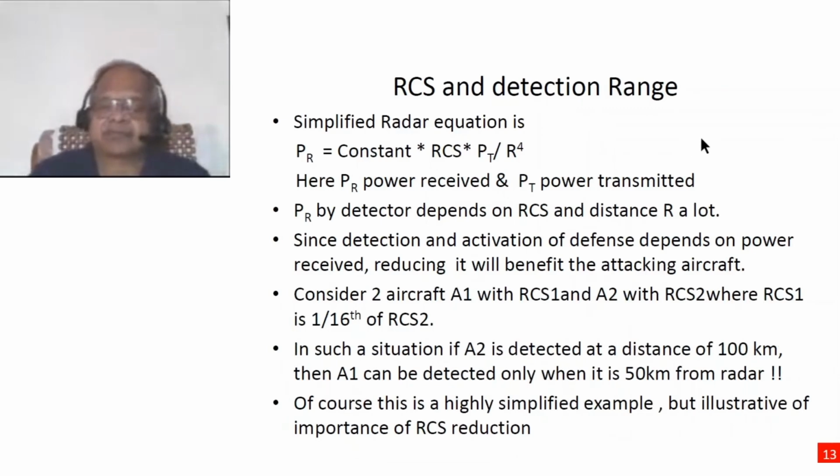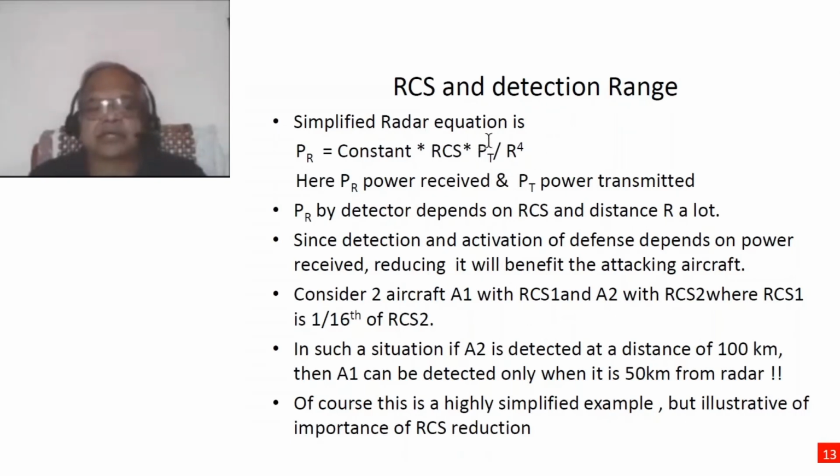And a simple equation itself, of course, gives you a little bit of insight as to how important RCS is. The simplified radar equation is P_R, which is the power received by the antenna, equal to a constant, which of course you have to find out, multiplied by RCS, multiplied by the transmitted power, P_T, divided by distance to the power 4.